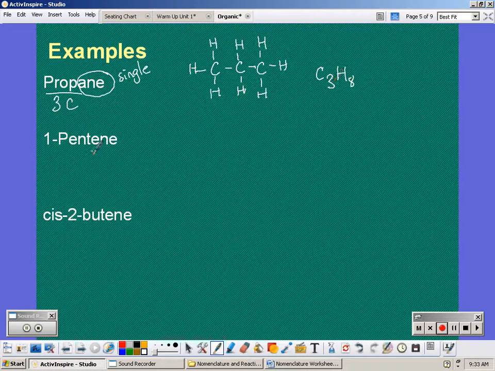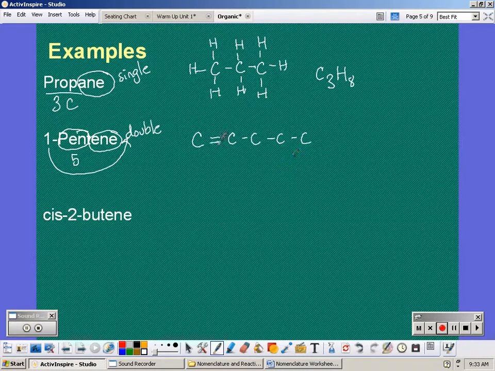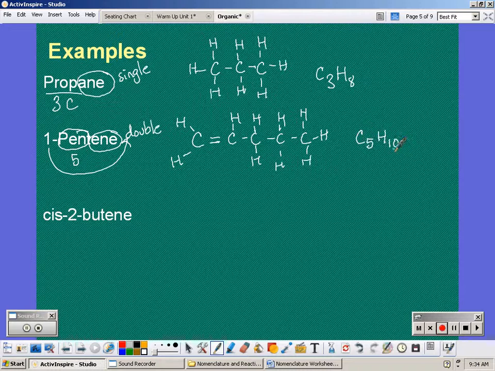1-pentene. So pent means 5. The ene tells me that there is a double bond. This number tells me that it's on the first carbon. So when I draw my 5 carbons, I know the first one is where the double bond occurs. So again, they all have to have 4 bonds, so I can fill in with my H's. And so we would have the formula C5H10. So to figure out your number of hydrogens, you would just double.